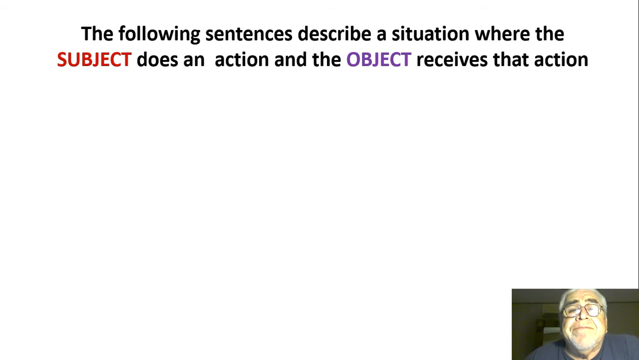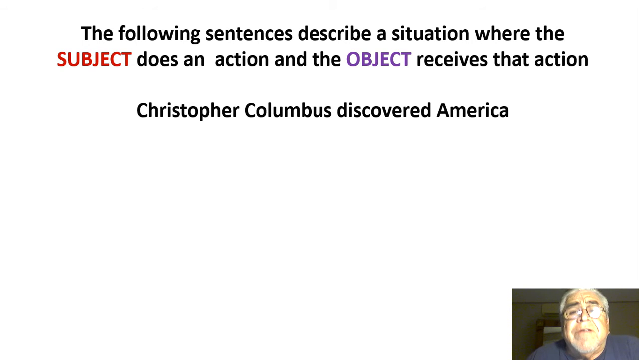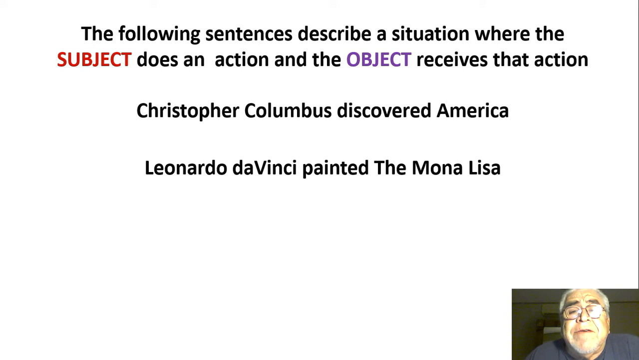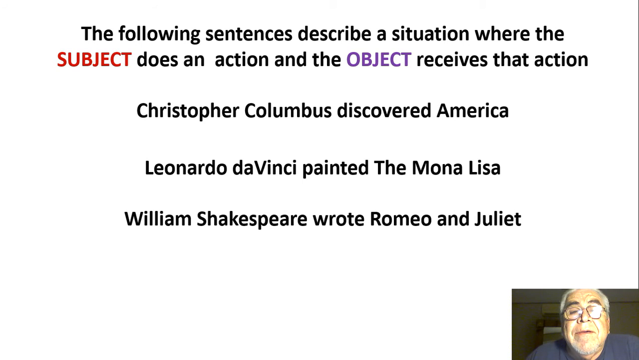Active voice. The following sentences that you will see next describe situations where the subject does an action and the object receives that action. Look at these examples. Christopher Columbus discovered America. Leonardo da Vinci painted the Mona Lisa. William Shakespeare wrote Romeo and Juliet.